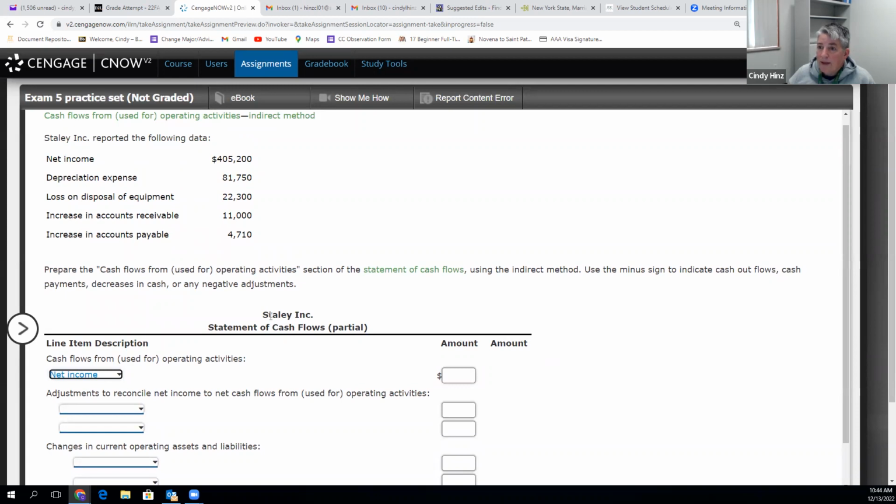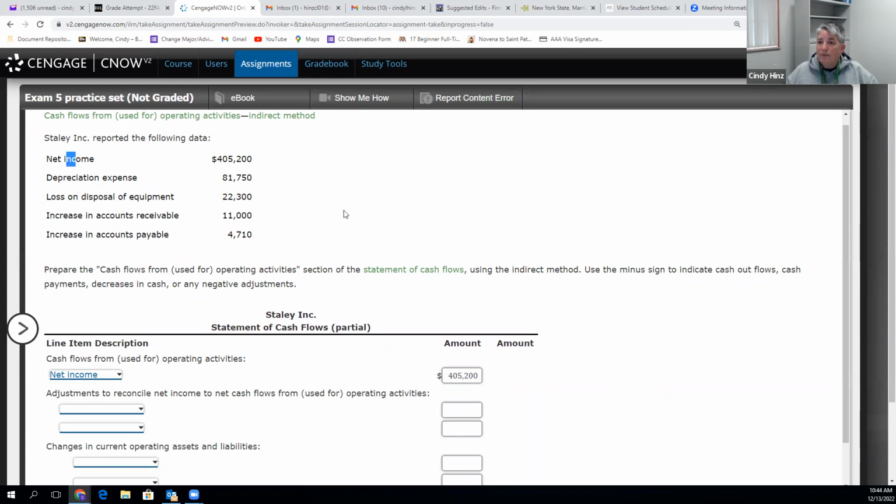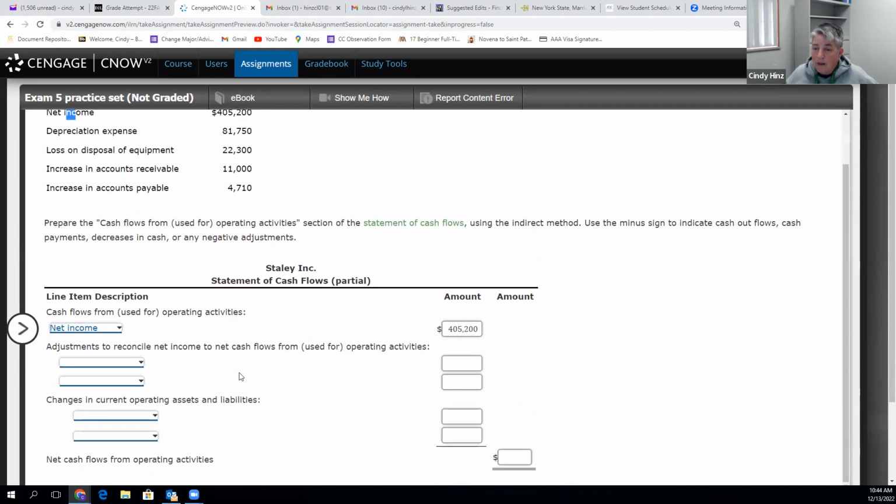So we are asked to prepare the operating activity section. We're going to start with the net income or net loss. So that is provided to us right here, this top line. If it was a net loss, we want to make sure, of course, that we show that as a negative. We then move on to the adjustments.